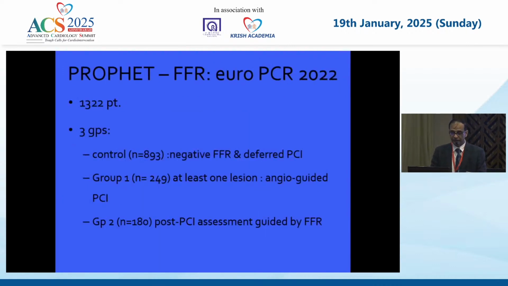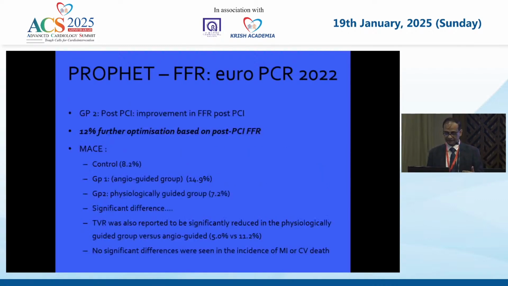Yes, we can. PROPHET FFR showed that if you looked at FFR guided PCI at the end and you looked at angiography guided PCI, you had half the rate of target vessel failure or target vessel revascularization at the end of 1 year. No significant differences in MI or death, but target vessel revascularization could be decreased. That means you did the FFR at the end, you found if it was negative, you actually did a pullback, found where the problem was, and then fixed it.